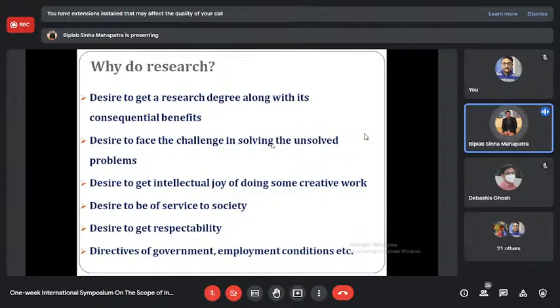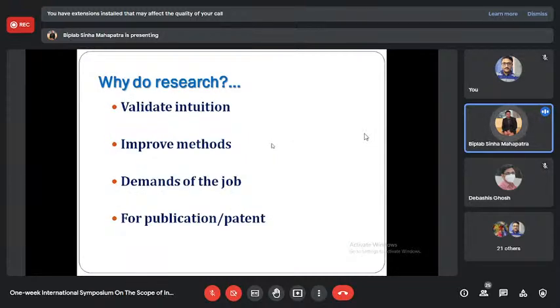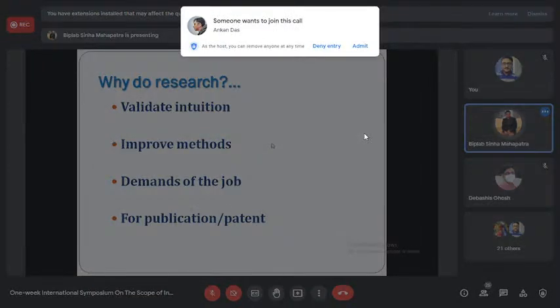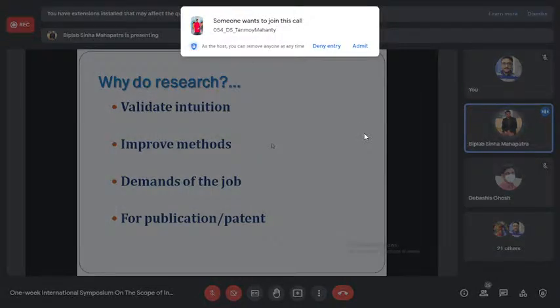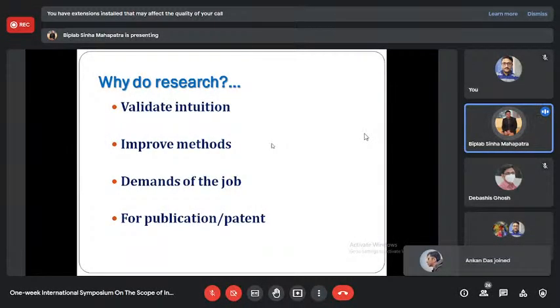Employment conditions will definitely be better when you have a PhD degree, when you have completed your research. Now, next one, why do research? Another type of question, another type of approach if you want to go here. Validate intuition. You all have some intuition that this may be correct, that may be correct.